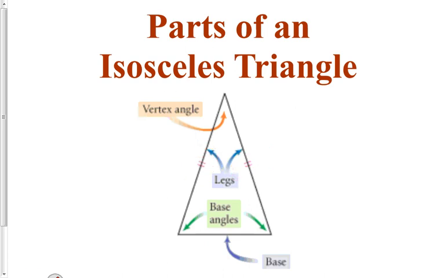We also have at the top of the isosceles triangle what's called a vertex angle, right? And this is the angle that is formed by the two congruent sides of the triangle. Then we have the base angles, which would be the other two angles, the two angles that are formed by one congruent side and one non-congruent side. And of course the base. So the base would be the side that is not one of the two congruent sides here.